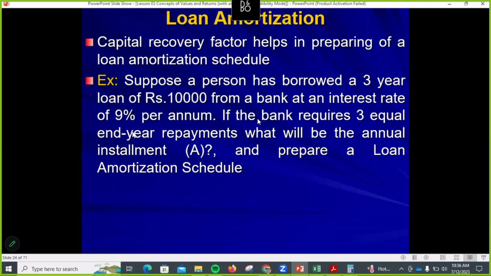Suppose a person has borrowed a 3-year loan of 10,000 from a bank at an interest rate of 9% per annum. The bank requires three equal end-year repayments. What will be the annual installment A? And prepare a loan amortization schedule. Right.